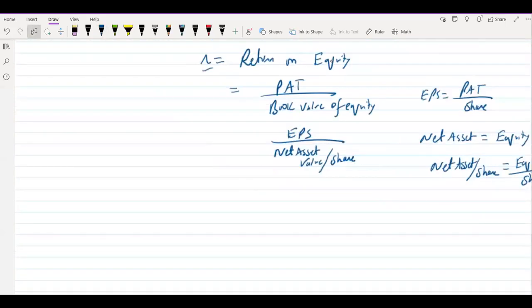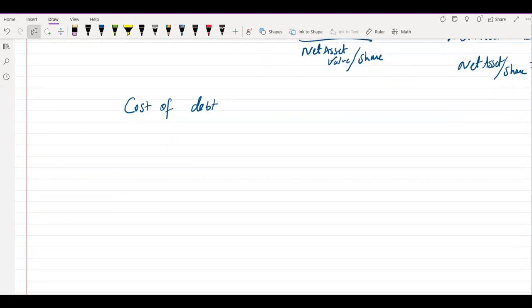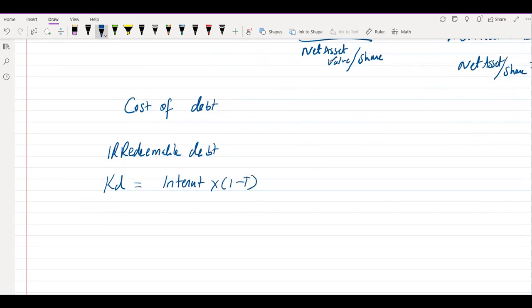Let's discuss the cost of capital, cost of debt. If there is an irredeemable debt in the exam, remember its formula will be Kd is equal to interest amount into 1 minus T, divided by X market value. Market value will always be X.